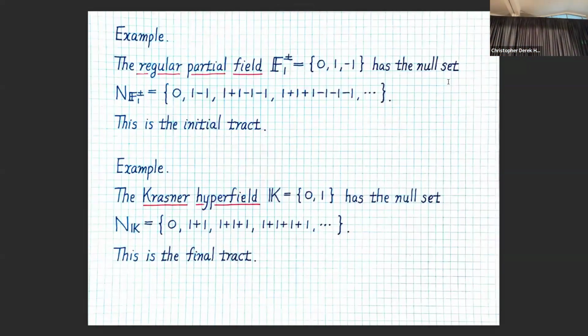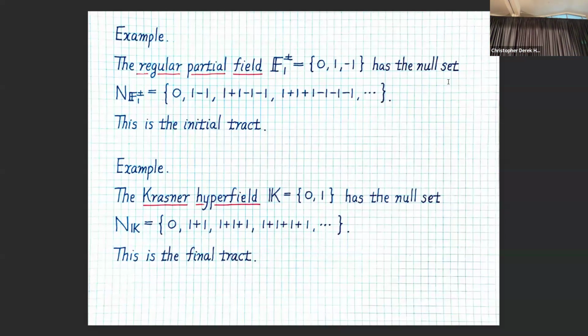More exotic examples, but actually very nice and natural ones, is the so-called regular partial field F1±. This is 0, 1 and -1 with the obvious multiplicative structure, where the null set is as small as possible. So 0 is null, 1 minus 1 is null, 1 plus 1 minus 1 minus 1 is null, and so on. This is the initial object in the category of tracts.